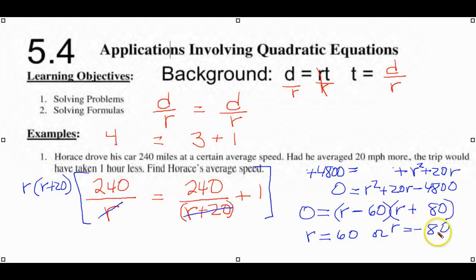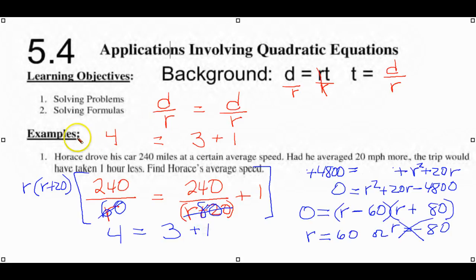As being negative 80. You can't have a rate like that. So we reject this answer and find Horace's average speed. Well, that's what r is. So his average speed is going to be 60. And here, this would be 60 plus 20, which is 80. And 60 divided into that is 4. And 80 divided into that is 3. And there's our extra hours.